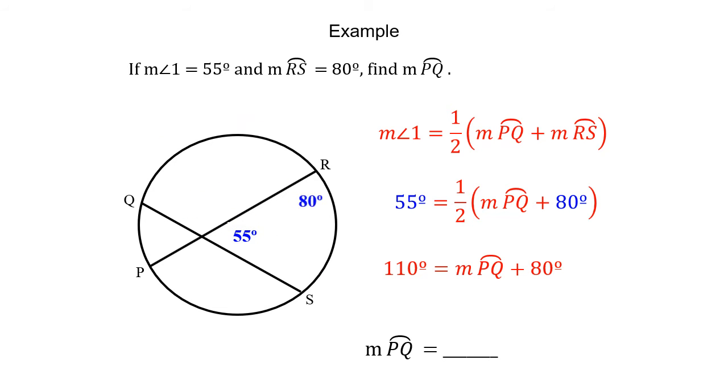Here is our example. Measure of angle 1 equals 55 and the measure of arc RS is 80. Find BQ. To get BQ, we put our equation: the measure of angle 1 equals half the sum of the two arcs. By substituting in this equation, we find the measure of arc BQ will be 110 minus 80, by multiplying 2 by 55. So our result will be 30.